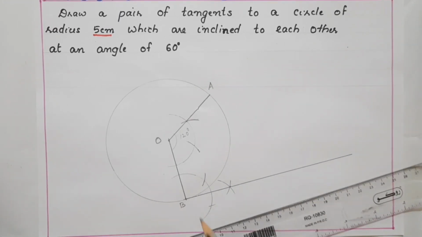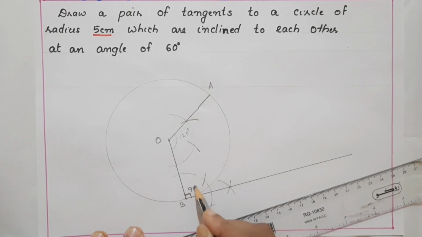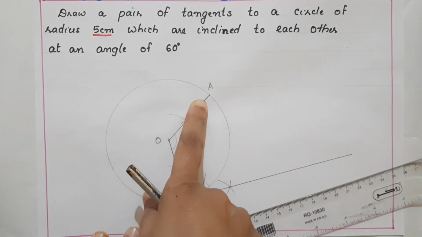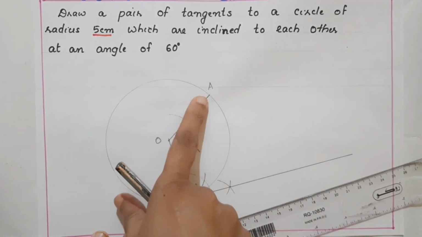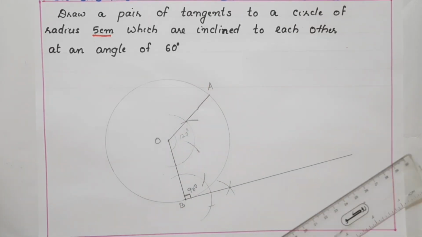Okay. Now this angle will be 90 degree. Okay, this is 90 degree angle. Here we constructed right angle. So this will be a tangent at B. Now here same process we have to do at A also to get the second tangent.